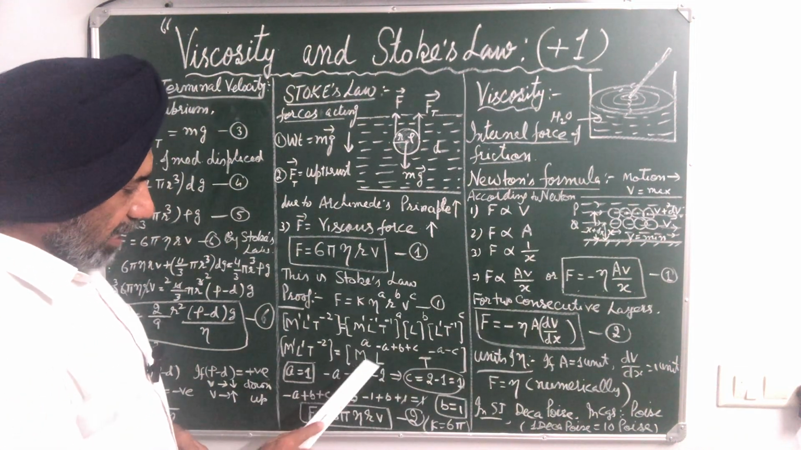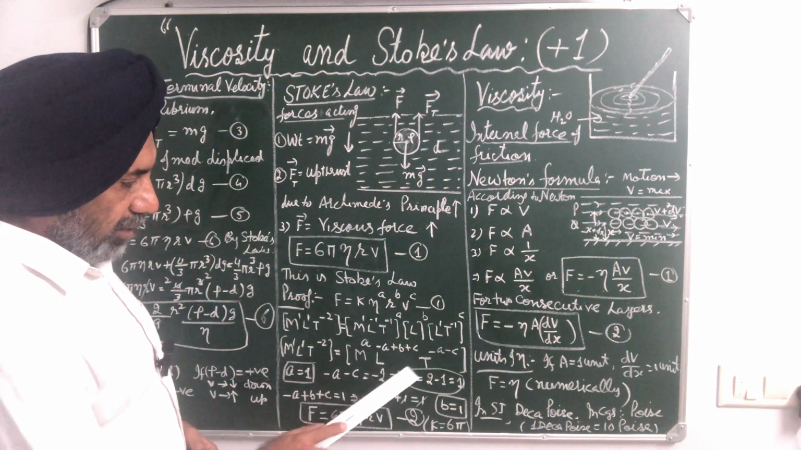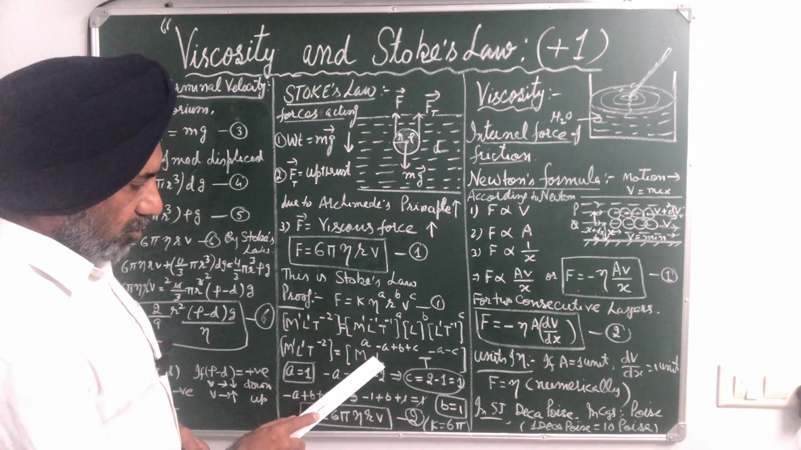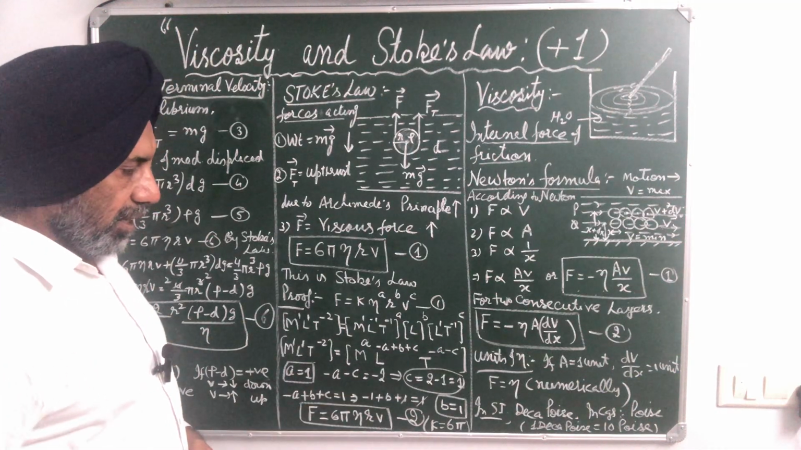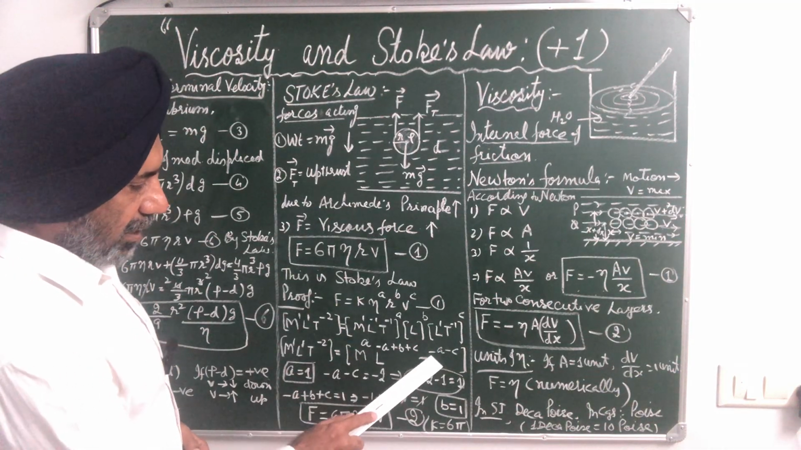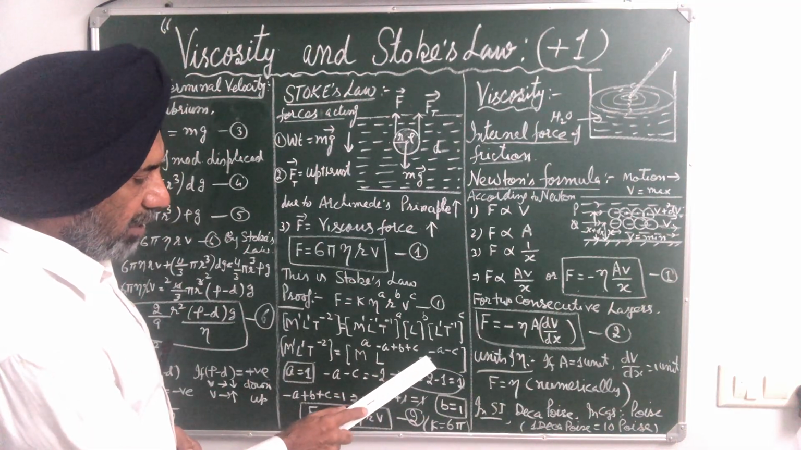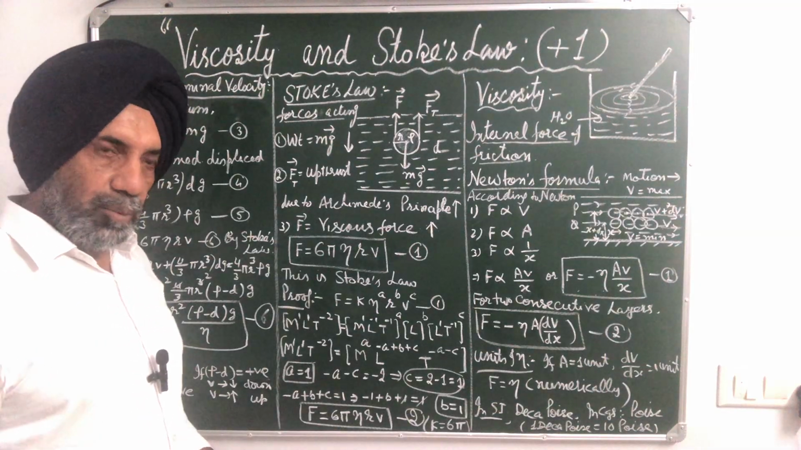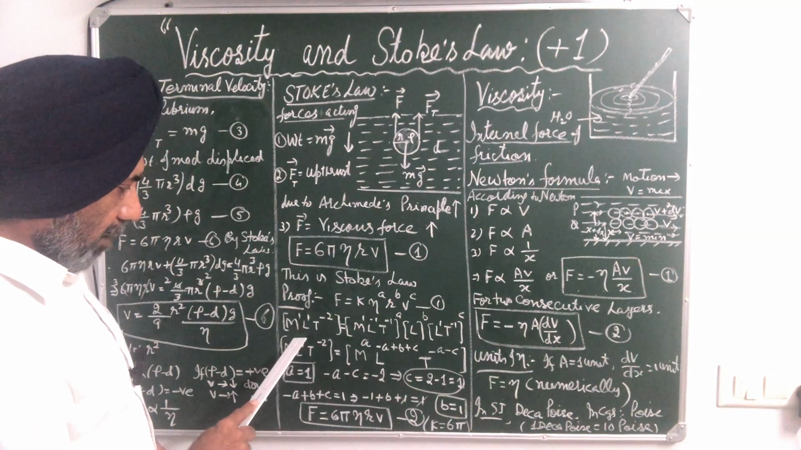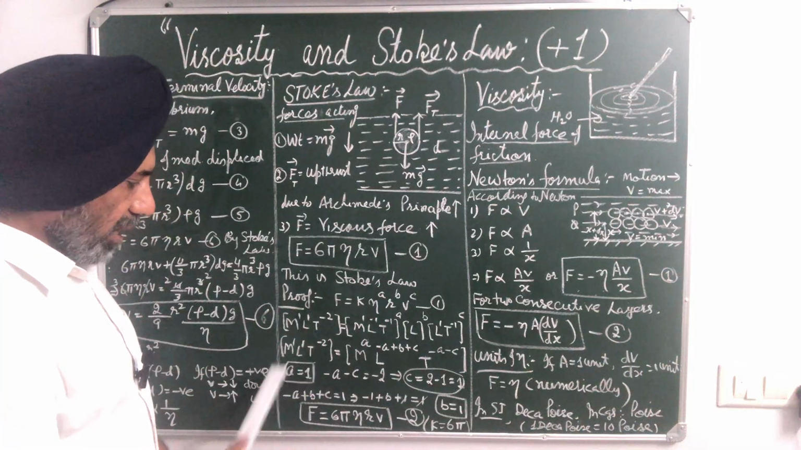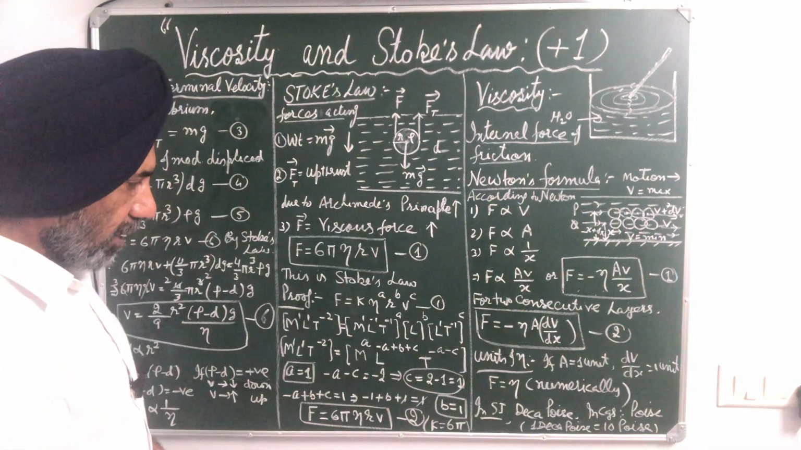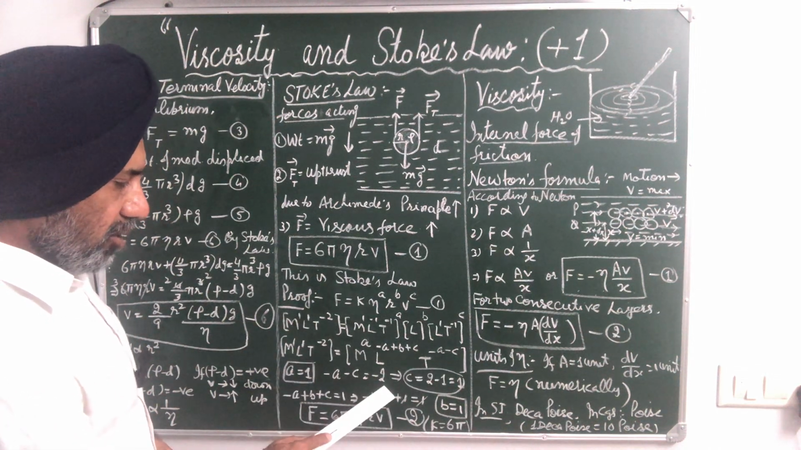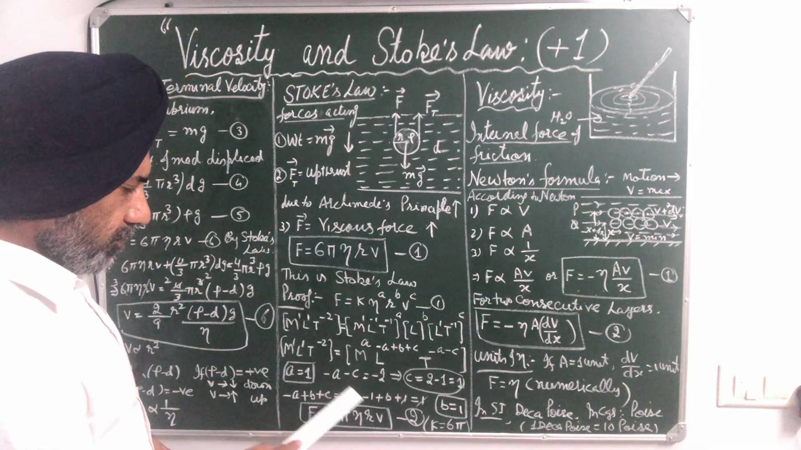Now simplifying right hand side, M^a from here only, L^-a from here, plus b from here, plus c from here. So L^(-a+b+c). T^-a from first term and -c from last term. So it will be T^(-a-c). Now comparing powers of M, L and T on both sides. So we have M^1 and M^a. So a is equal to 1. The value of a comes out to be 1. T^(-a-c) is equal to -2. So it means c is equal to 1.